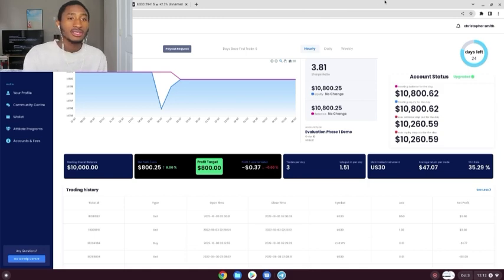So I already purchased my $10,000 account with my forex fund, and I already passed phase one. As you guys can see, I actually passed phase one in just 2 days. On the $10,000 account, my profit target of 800 is already reached.